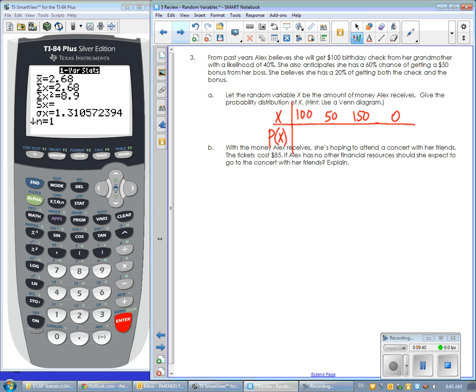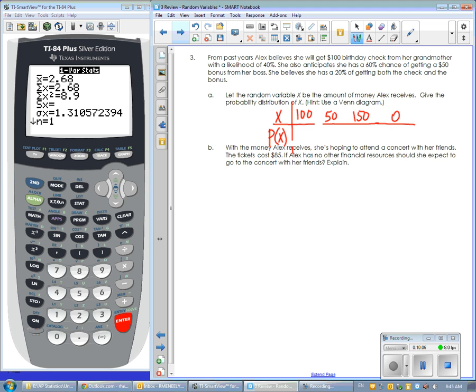And if I simply list the values as they appear in my problem, we know that she has a 40% chance of getting the $100, a 60% chance of getting the bonus, 20% chance of getting both. Right there, those probabilities add up to 1.2, which is too much, obviously. Your probability distribution must have a sum of 1. So there's an error here. We have to think about this problem in a different way.